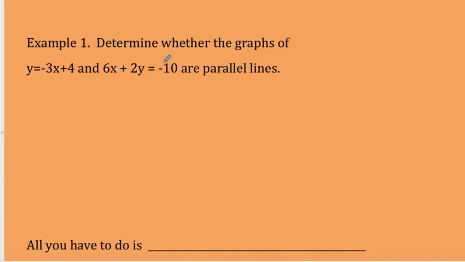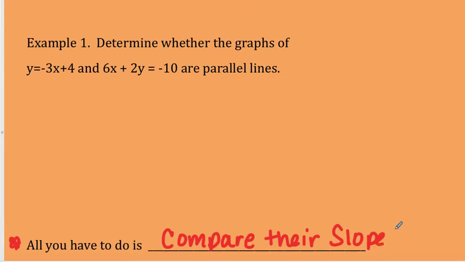All right, so that can allow us to determine whether graphs of lines are parallel lines. So how can we determine whether the graphs of y equals negative 3x plus 4 and 6x plus 2y equals negative 10 are parallel lines? Well, all you have to do is compare their slopes. If they're the same, then they're parallel. If they're not the same, then they're not parallel. The problem is, these are in two different forms. Okay, let's look at the first one.